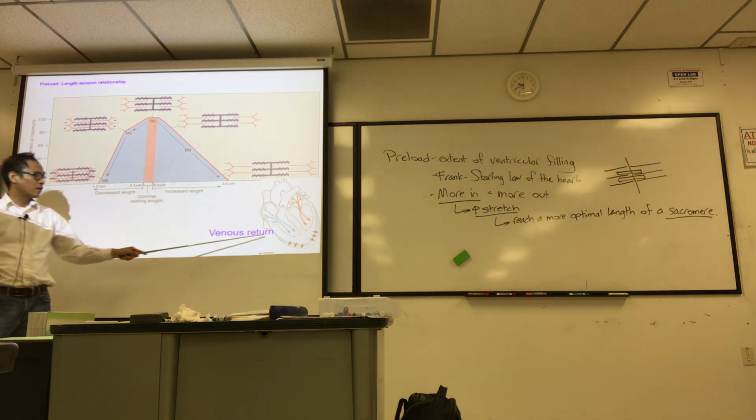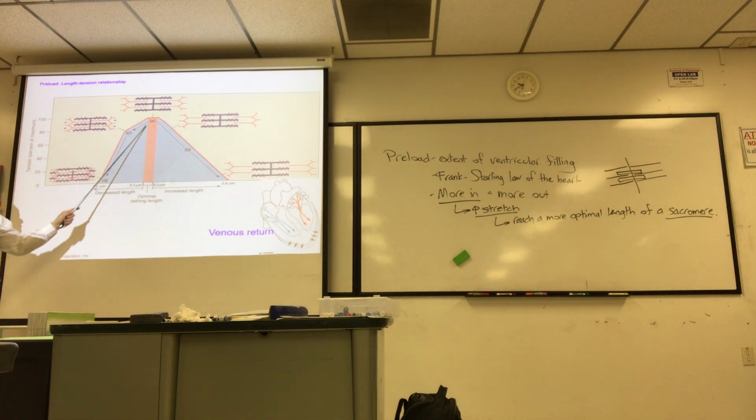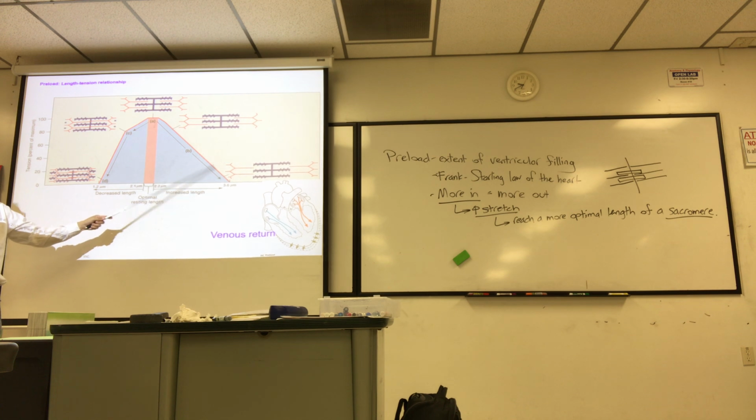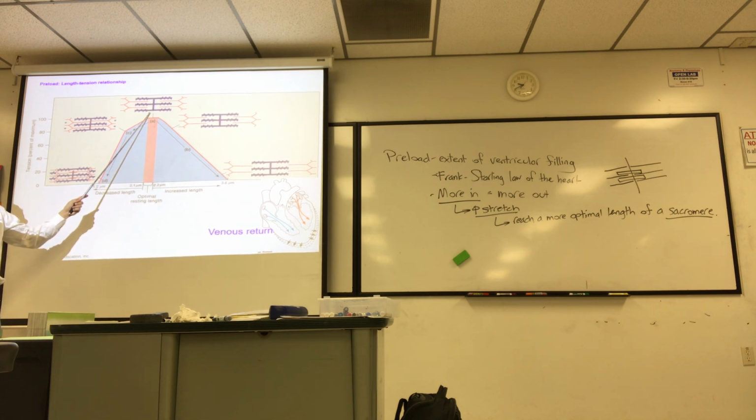And the thing about the heart is it has the pericardium, so you can never overfill. Okay? Basically, if you fill, you reach more of this level here and you generate more tension and you increase the contractility. Okay? So that's the why behind the more in, more out, because of the Starling forces due to this relationship.